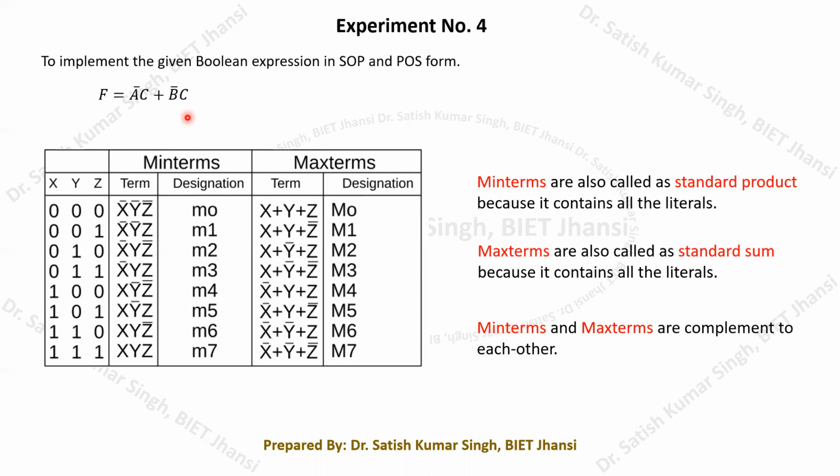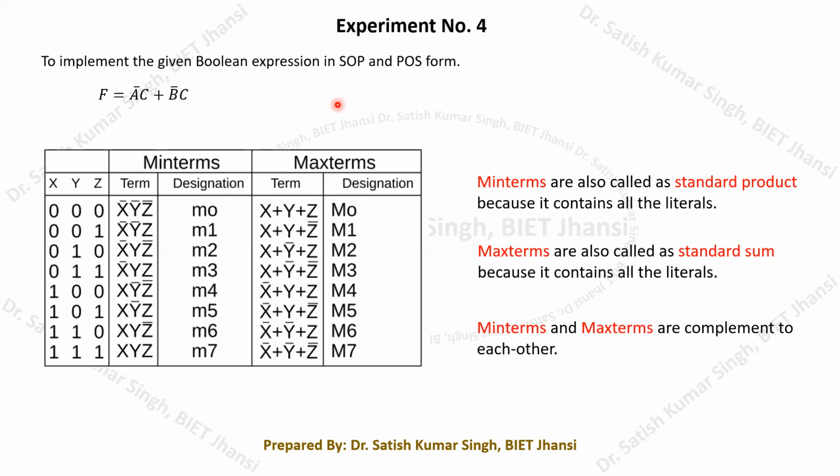Let us suppose that in this example I have taken the Boolean expression f equals a bar c plus b bar c, and we want to implement this expression both in SOP form and POS form. Before proceeding to how to do this implementation, I would like to first introduce a little bit about what are min terms and max terms. So let's start with this discussion.